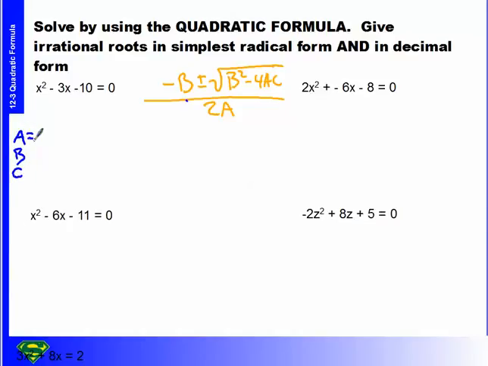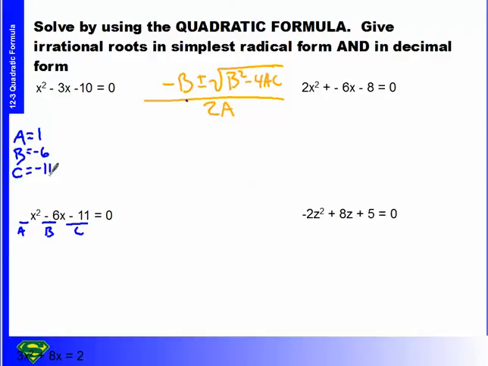And so in this question, what number is in front of the quadratic term? Well, that's a 1. We have negative 6 as our b value. And we have negative 11 as our c value.